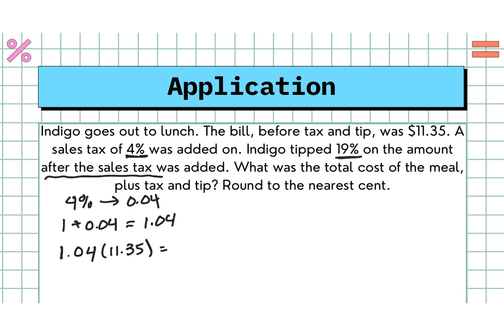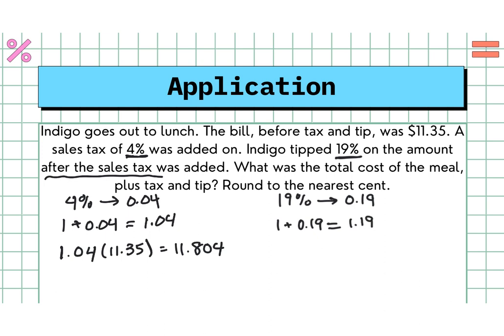And my calculator tells me that is 11.804. Like we did on the previous one, we're just going to leave it as that for right now, and we're going to round it at the very end. So now, on to our second percentage. We've got 19%, which becomes 0.19. Add that to 1, and that would give me a total of 1.19.